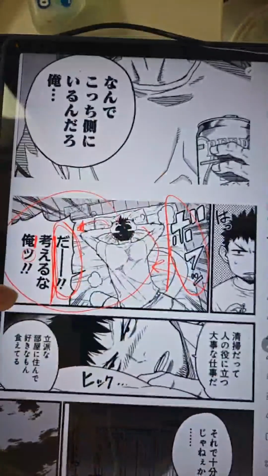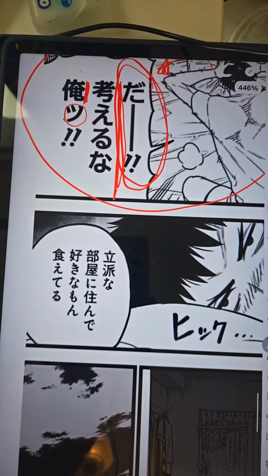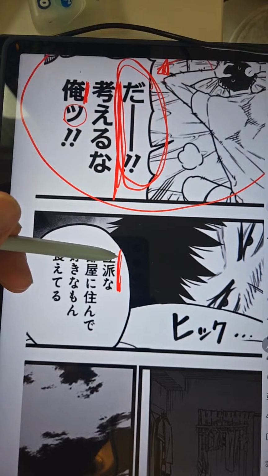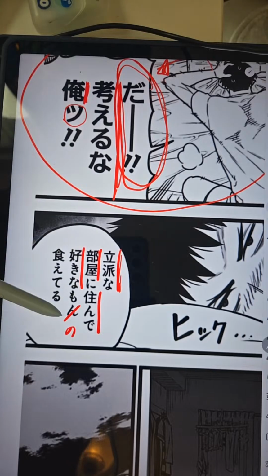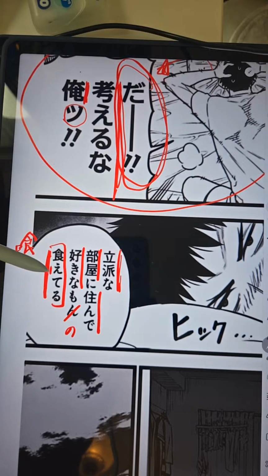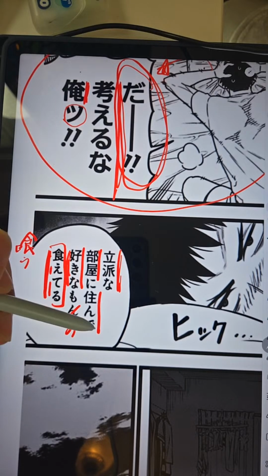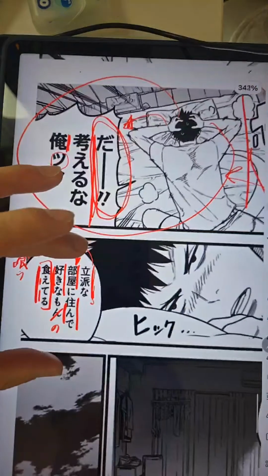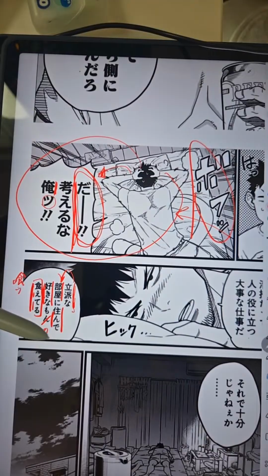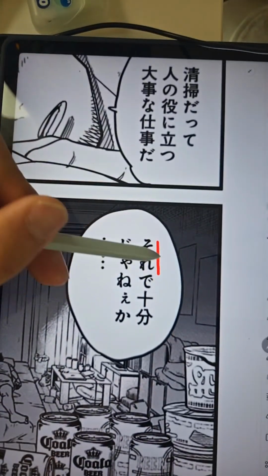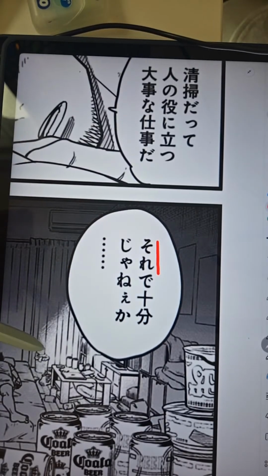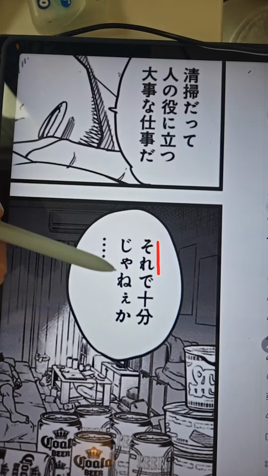はい。立派な部屋に住んで好きなもん食えてる。立派な, splendid or nice, 部屋, room, に住んで, I'm living in a nice room, 好きなもん, it's the casual way of 好きなもの, things that I like, を食えてる, again using this kanji 食う, a rougher way to say eat, potential form here, 食えてる, so I'm being able to eat what I like, living in a nice room. So he's just, I guess, trying to think positively about his life. And then, それで十分じゃないか。それ, that one, a combination of the words, that thing, meaning the fact that he's cleaning, his job is to clean the mess of monsters.